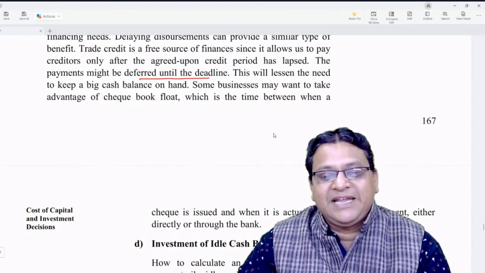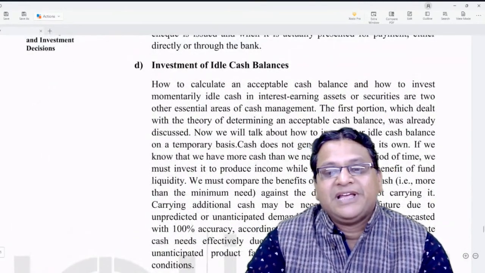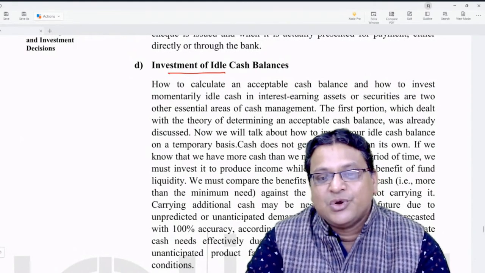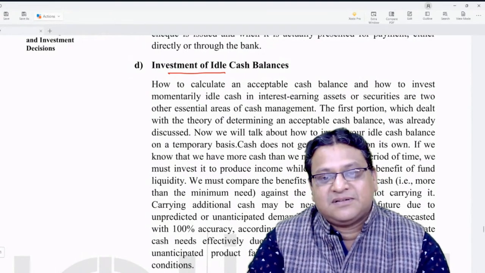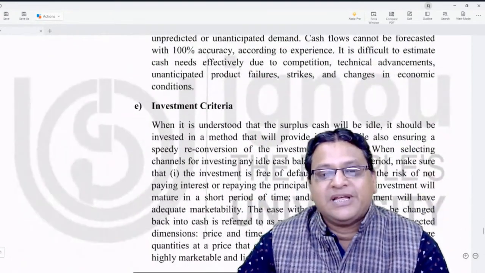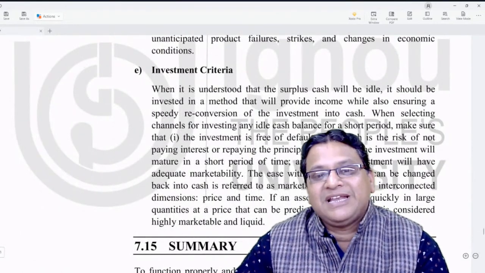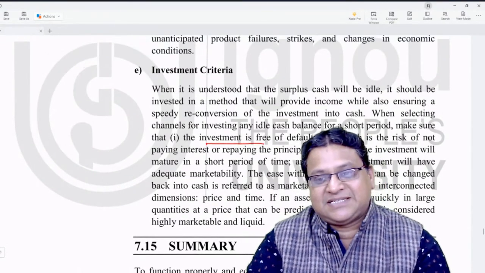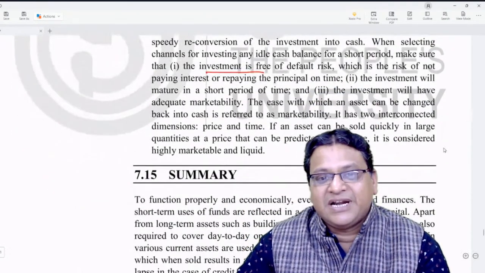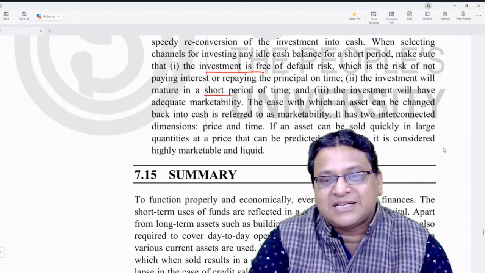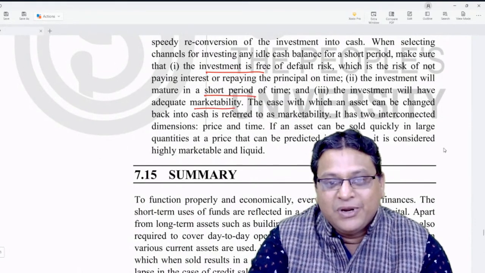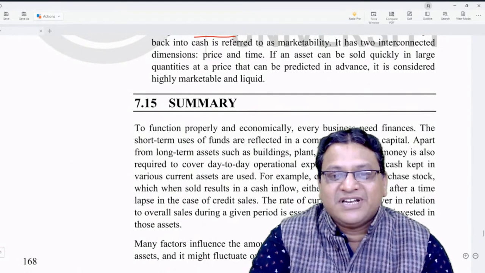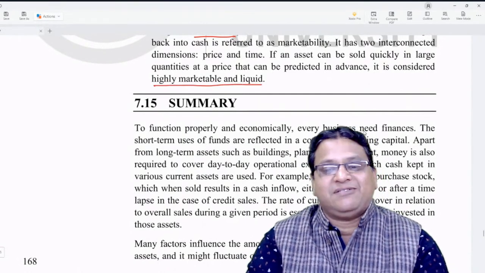Next, if there is any idle cash, it must be invested in short-term assets, those assets which will provide liquidity to the business. What are the three important conditions for investment of additional liquid cash? It must be invested in risk-free assets. Next, it must be invested in short maturity period assets, and it must be marketable and liquid. Hence, the excess idle cash must be invested in highly marketable, liquid investments.